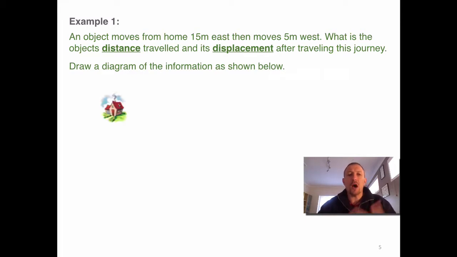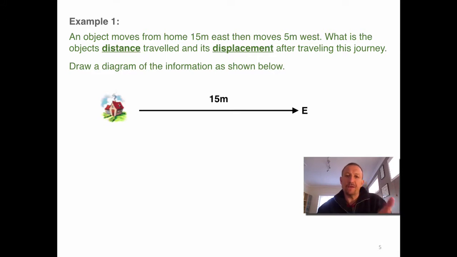So we put home up, so there's home, okay, and what we're going to do is travel 15 meters in an easterly direction. So there we go, we've gone 15 meters east. From there, we turn around and go back in the opposite direction, 5 meters. So we then go 5 meters west.